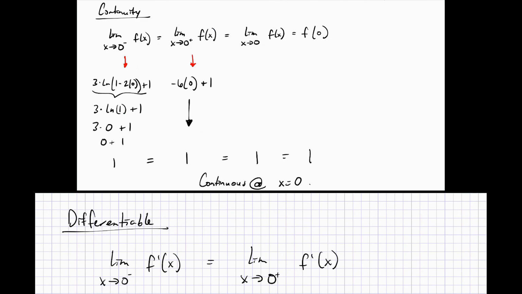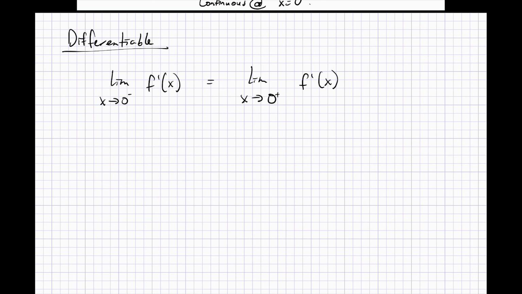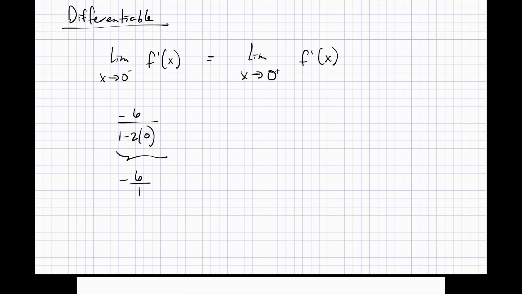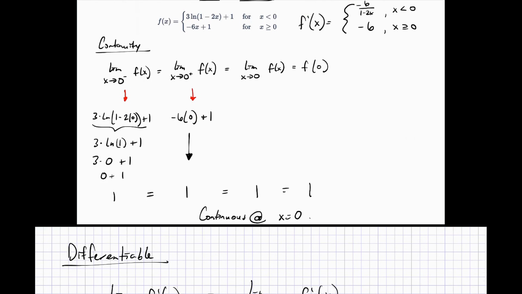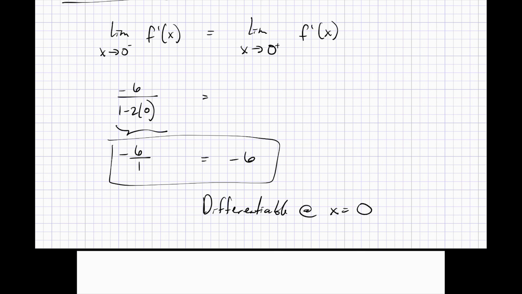So now I got to plug in 0 from the left. 0 from the left, negative 6 over 1 minus 2x, which is negative 6 over 1. And then the other one is negative 6. It's just negative 6, right? So it's also differentiable at x equals 0. Okay.